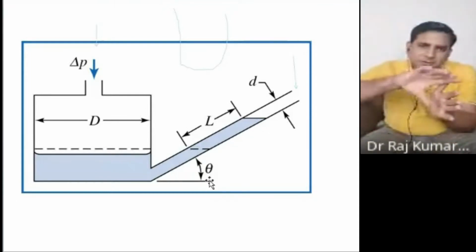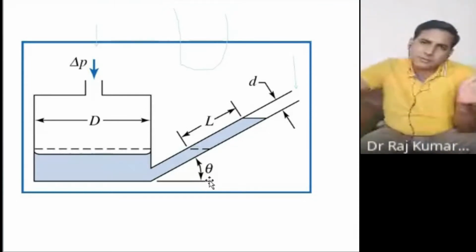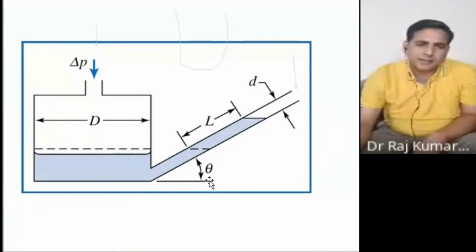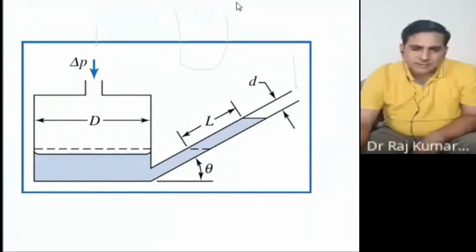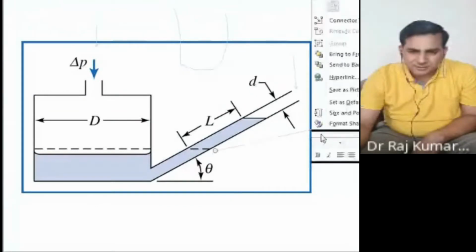If you reduce theta further, this length would be much higher, right? If you change theta to a slightly lower side, this length would be something like that. Let me draw it. So this length would be something like that.